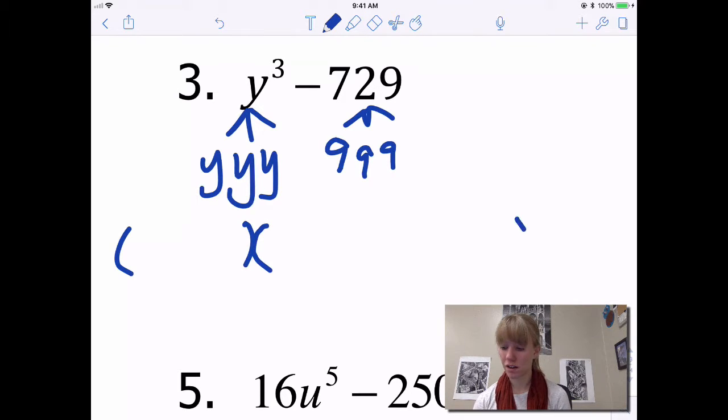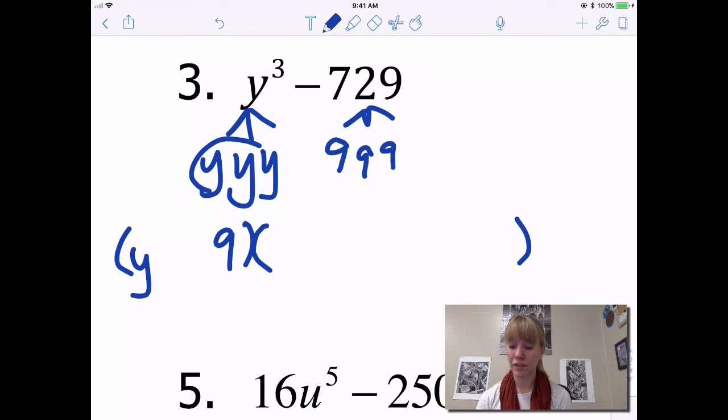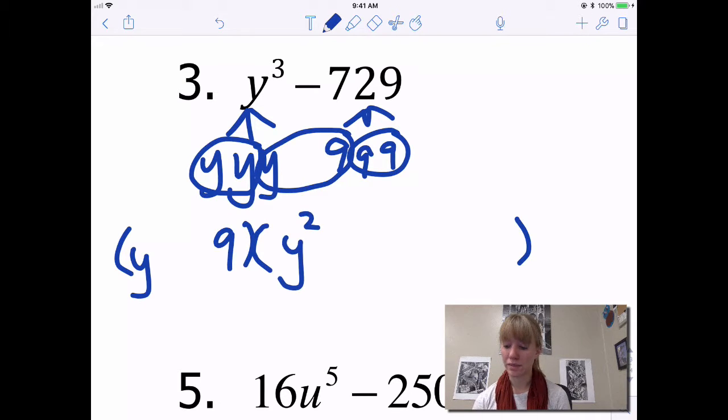2 parentheses. In the first parenthesis, I have a y and a 9. In the second parenthesis, I'm going to circle my pairs. Y times y, y squared. Y times 9 is 9y. And 9 times 9 is 81.